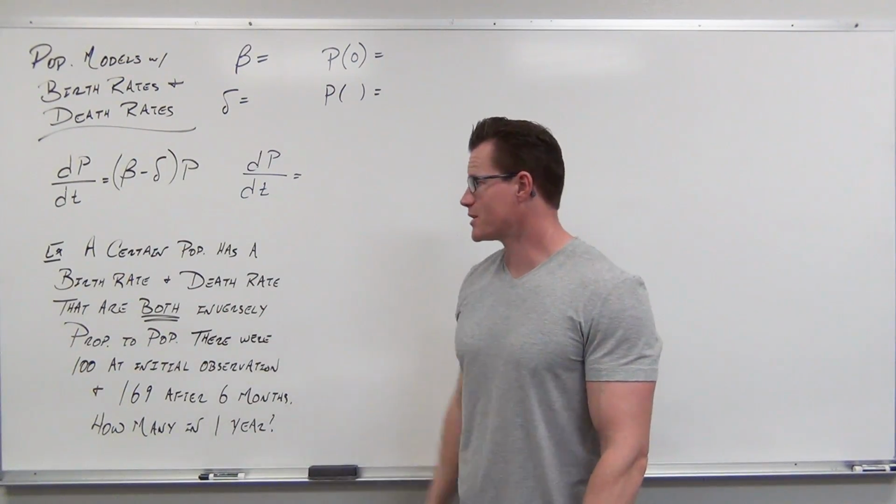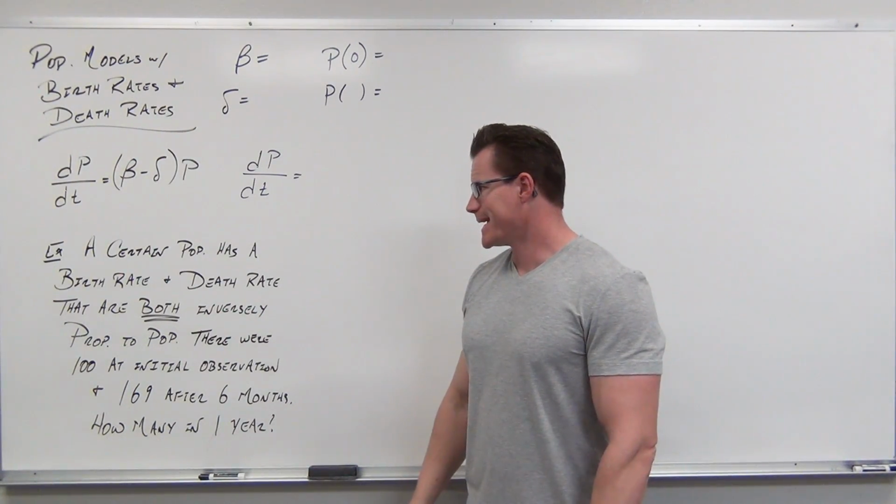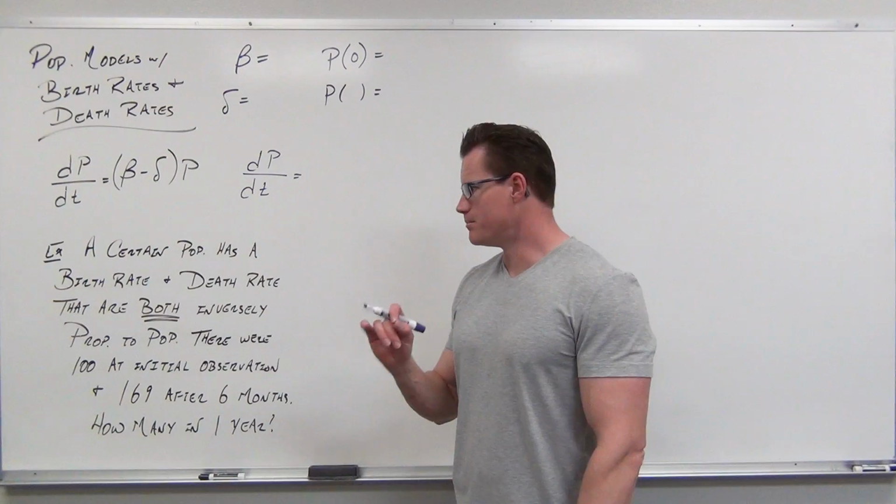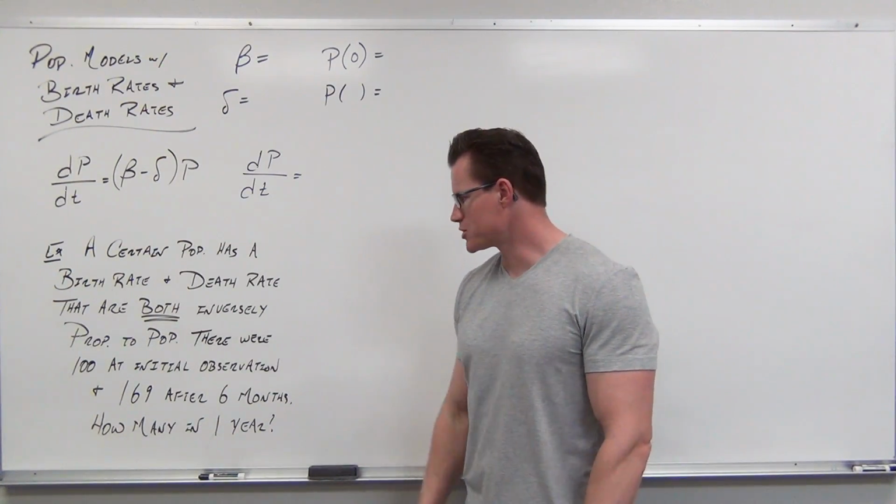Let's try another one. So we have a certain population, and it has a birth rate and a death rate that are both inversely proportional to the population.